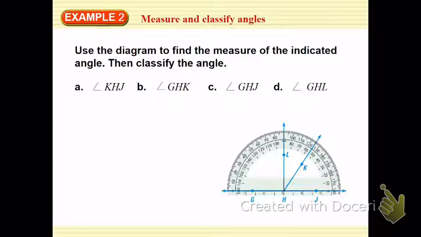Okay. Use the diagram to find the measure of the indicated angle, then classify the angle. Okay, so let's do a couple together. KHJ. How many degrees is KHJ in this protractor? 55 degrees. Right, we use the inside scale because it starts there. So yes, KHJ is 55. J is at 0. And we got KH. K goes out to 55. Okay, so that's 55.